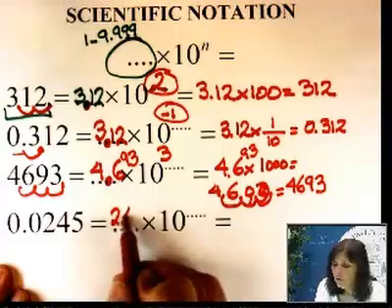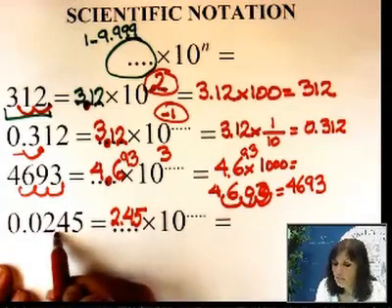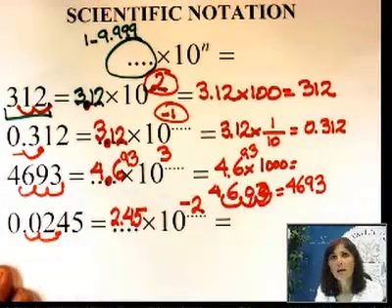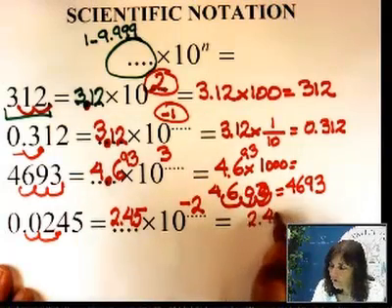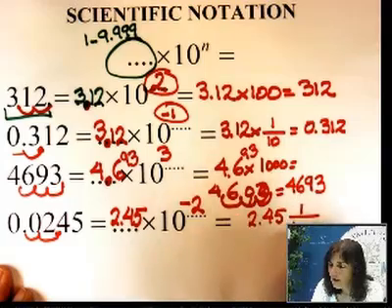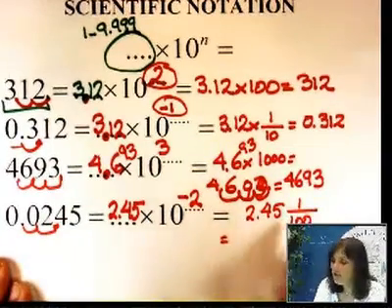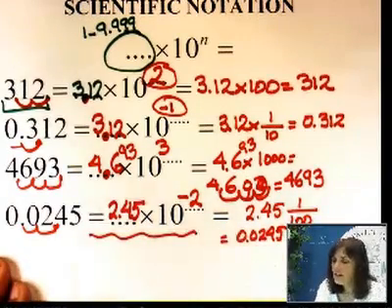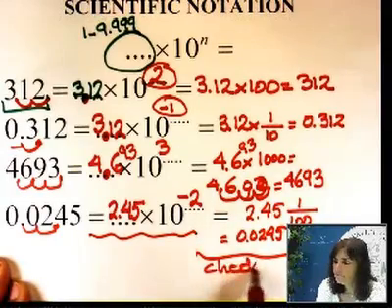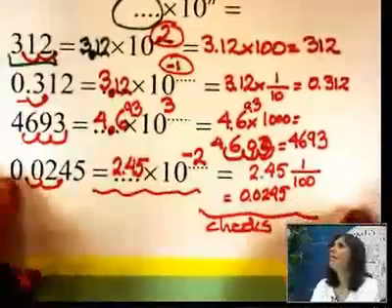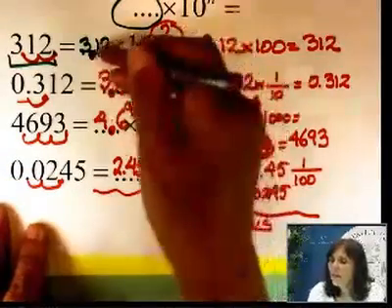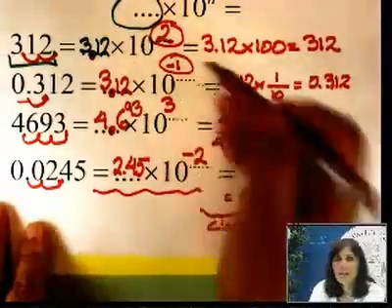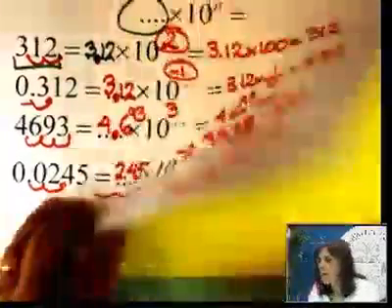How about this one? This needs to be 2.45, and the decimal moves here, 1, 2. So 2 steps, and since it's a small number, it's negative. Let's check. 2.45 times 10 to the minus 2 means 1 over 100. When I divide 2.45 by 100, I get 0.0245. So these are all scientific notations, and these are the checks. Do you see all of them? If you look at them, these parts all are between 1 and 9.99, and these exponents are always 10 to the something. All right, that's scientific notation.